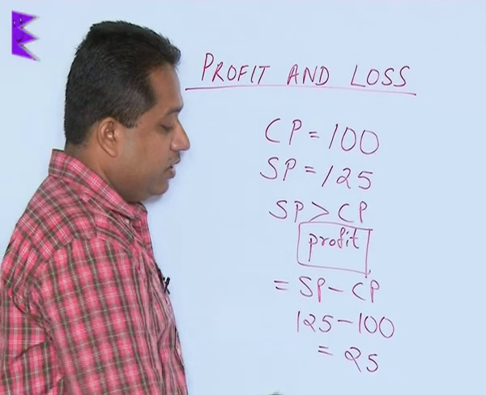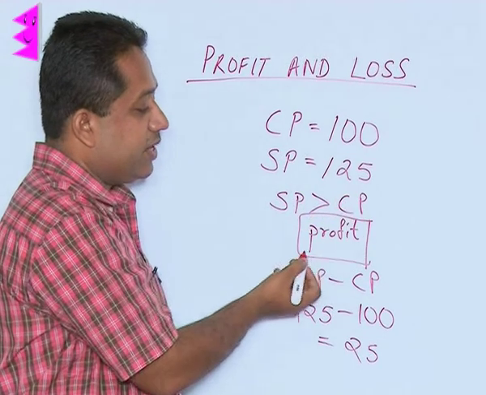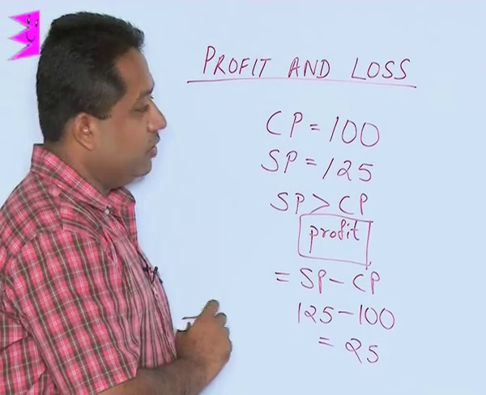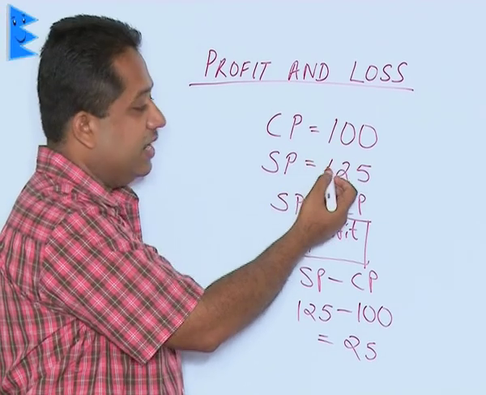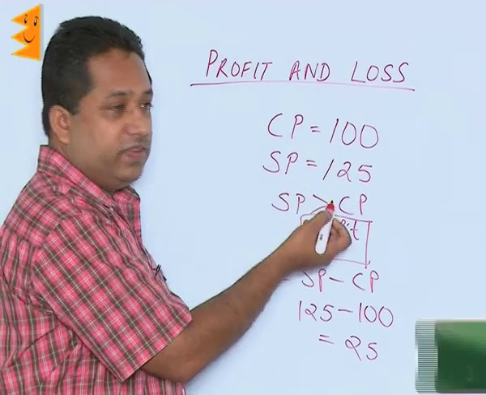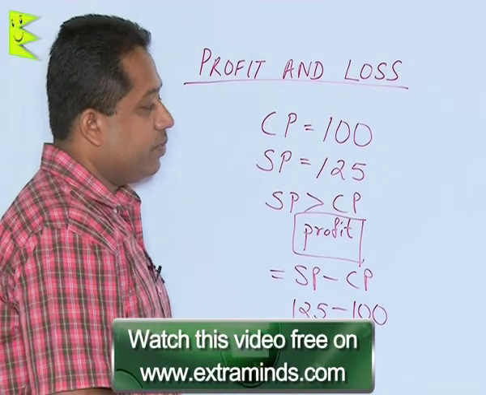So therefore, we can say that when the selling price is more than the cost price, he will have a profit. So as it is evident from here, he had bought a book for 100 rupees and he is selling it for 25 rupees extra. 125 he is selling it. So his profit is 25 rupees.